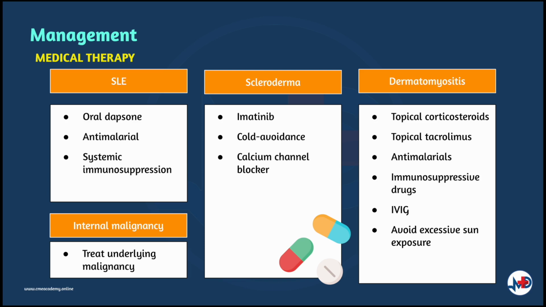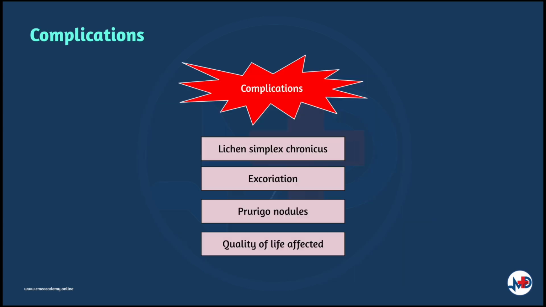When there is muscle or systemic involvement, systemic corticosteroids such as prednisolone, in high dose with slow tapering, together with other immunosuppressive drugs should be given. For severe cases, consider intravenous immunoglobulin and avoid excessive sun exposure. Treatment of malignancy is essential for internal malignancies. Chronic generalized pruritus can lead to lichen simplex chronicus, prurigo nodules, and excoriations, which are susceptible to infections. Chronic connective tissue disease is associated with poor quality of life.